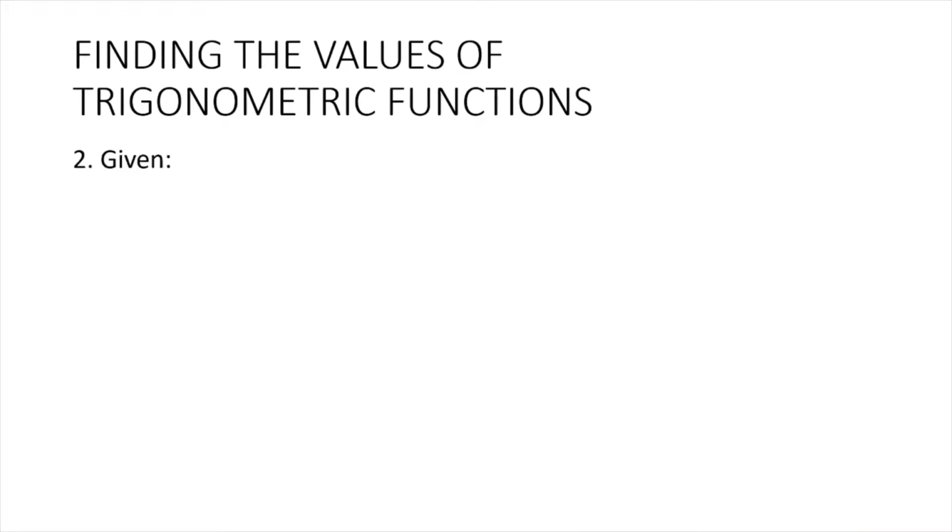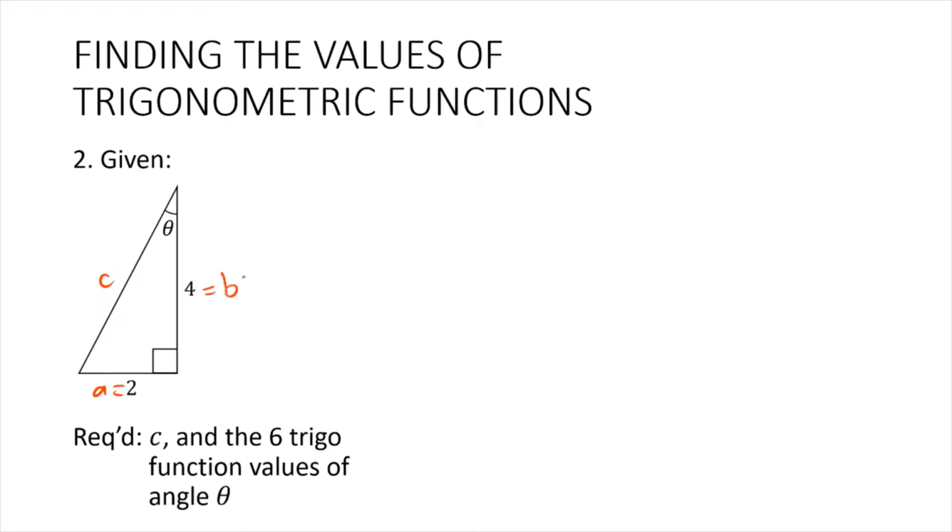Next problem. So given this triangle, let's solve for the missing side and the values of the six trigonometric functions. Let's say we call the missing side, in this case the hypotenuse, C. So this side is A, this side is B. Okay. So required, we have C and the values of the six trigonometric functions in this case of theta. So notice this time we base our calculations on this angle here.